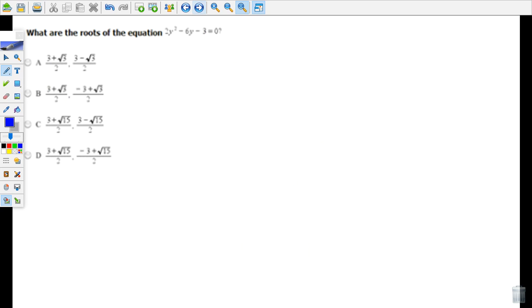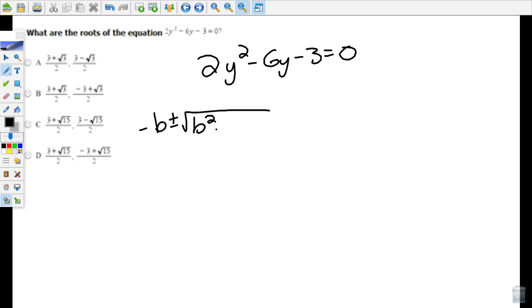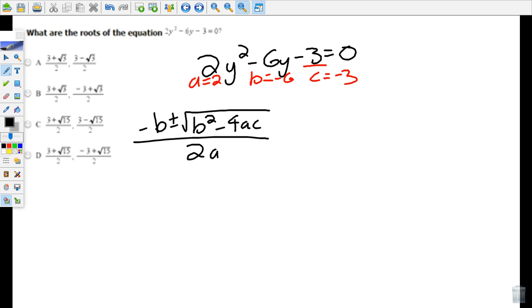Alright, what are the roots? So again, another problem in which we're using the quadratic formula. So the problem is 2y squared minus 6y minus 3 equals 0. And even though it's y's instead of x's, it's still the same quadratic formula. Negative b plus or minus the square root of b squared minus 4ac, over 2 times a. So a is still in front of the squared term, it's 2, b is negative 6, and c is negative 3.